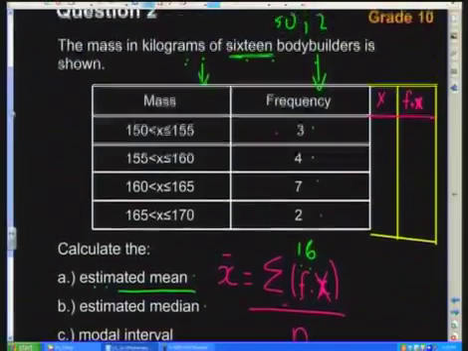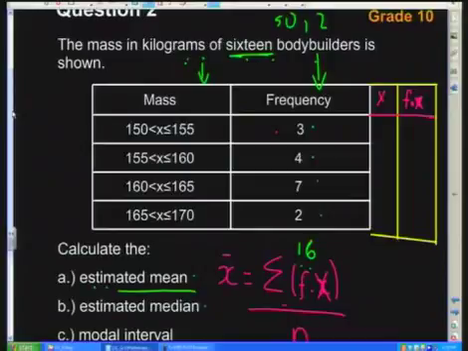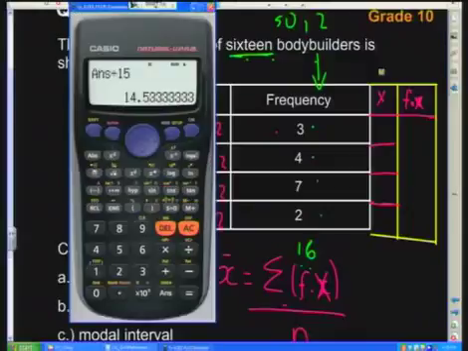Alright, so the first thing we need to work out is the midpoints of each of these intervals. Okay, very simple to work out the midpoints. All we do is we take our 2 end values, add them together, and then divide by 2. So we add those values together, 150 plus 155, divide by 2. 155 plus 160, divide by 2, and so on and so on. Okay, that will give us the midpoint of each of those intervals. Okay, so let's call up our calculator and let's get cracking.